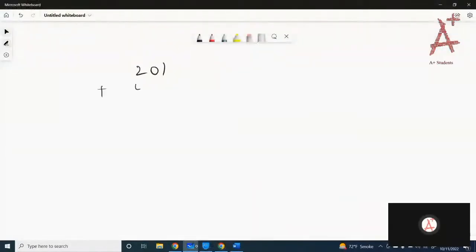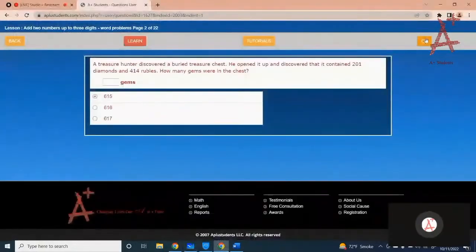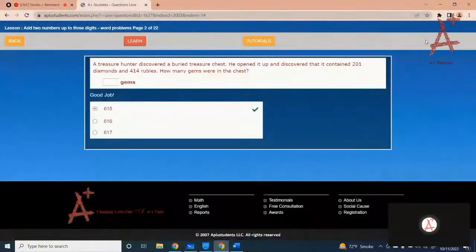201 and 414. So always start adding from the ones digit. So 4 plus 1 is 5, 0 plus 1 is 1, and 4 plus 2 is, oh, very good, it's 6. So it would be 615. Got it? So it is 615. Select the correct option and click on the OK button.